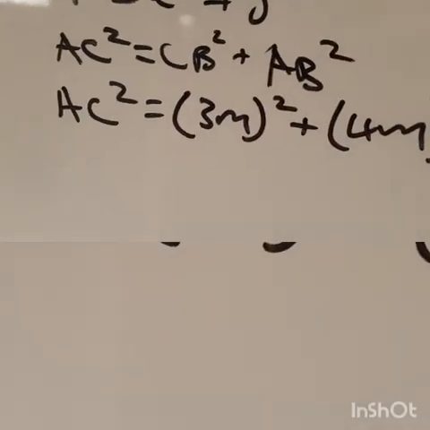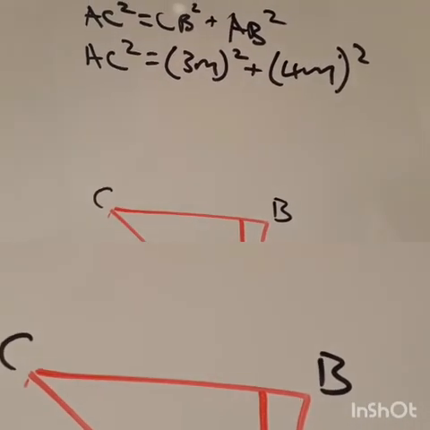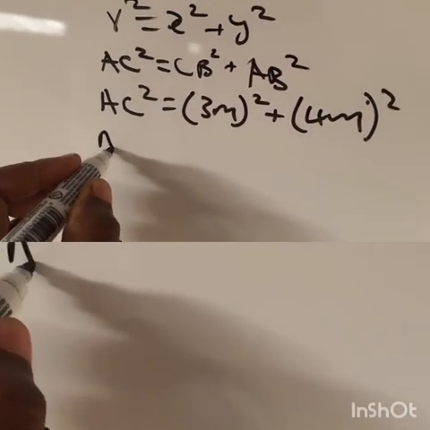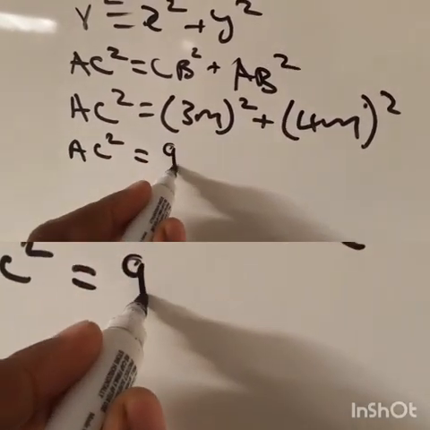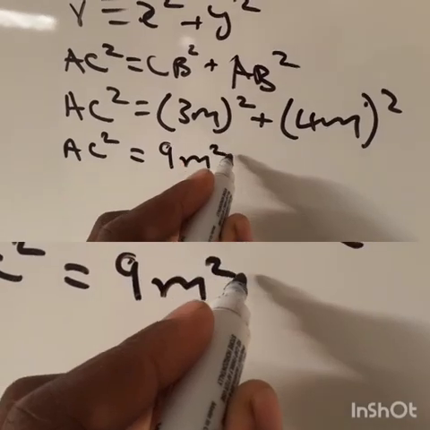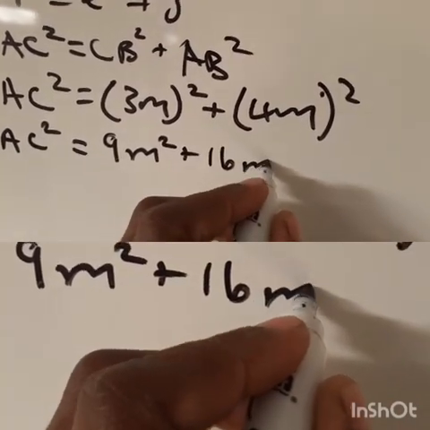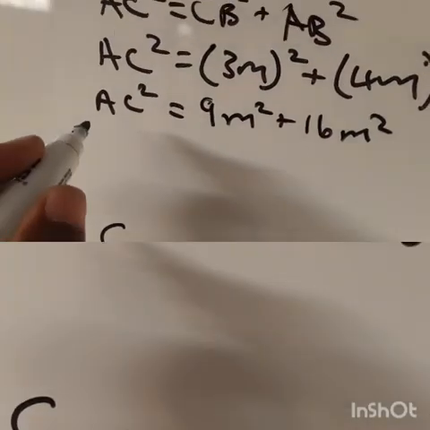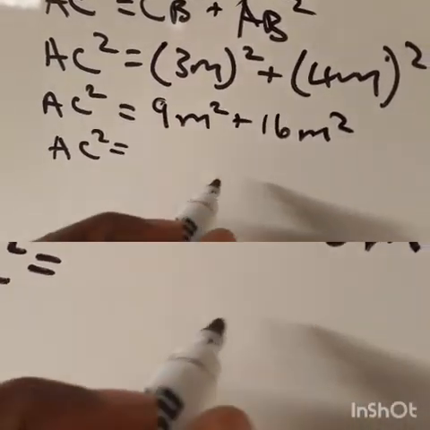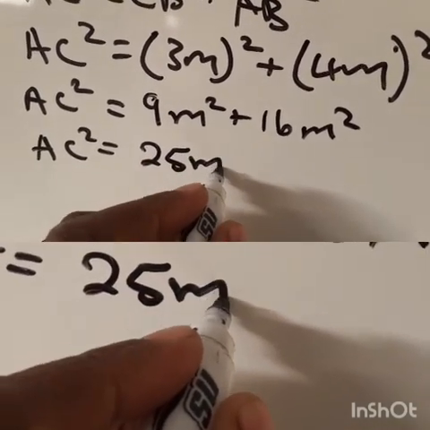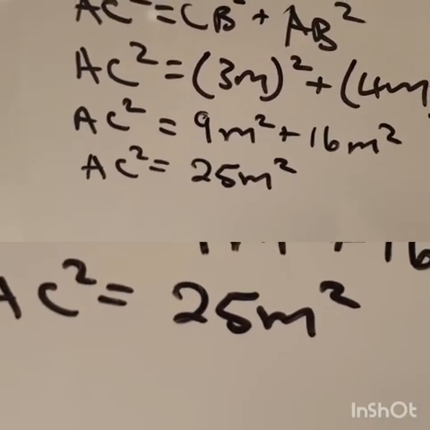squared, okay? Now, this one is also actually easy because we don't have to deal with transposing. Therefore, I have my AC squared this side, then my 3 meters squared. 3 squared becomes 9, m squared becomes m squared, plus your 4 squared becomes 16, and m squared becomes m squared. Then you have AC squared equals, I'm going to add the two now, 9 plus 16, which means 25 meters squared.